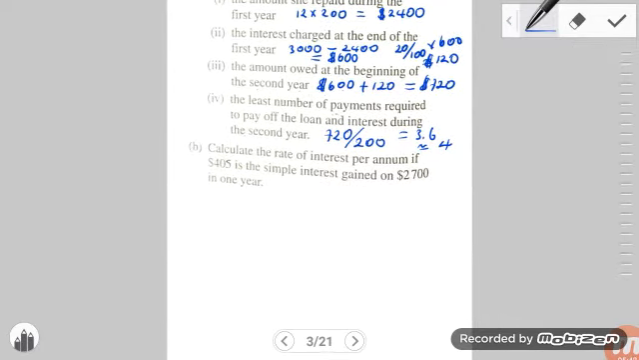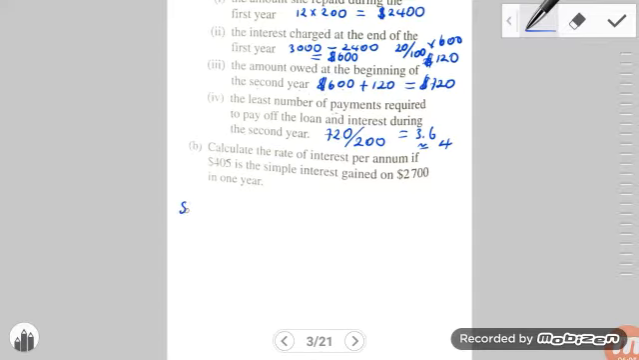Let's continue. Part B. We are to calculate the rate of interest per annum if $405 is the simple interest gained on $2,700 in 1 year. Alright, so we are calculating the rate. In the previous upload, I mentioned that most students are familiar with the formula SI or I is equal to principal times time times rate divided by 100. Simple interest or I is the same thing.